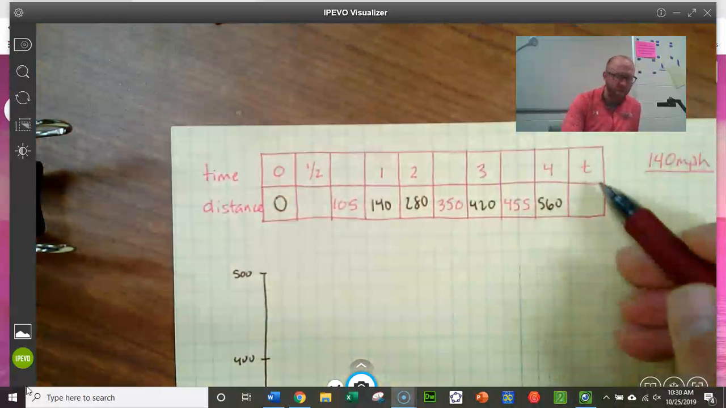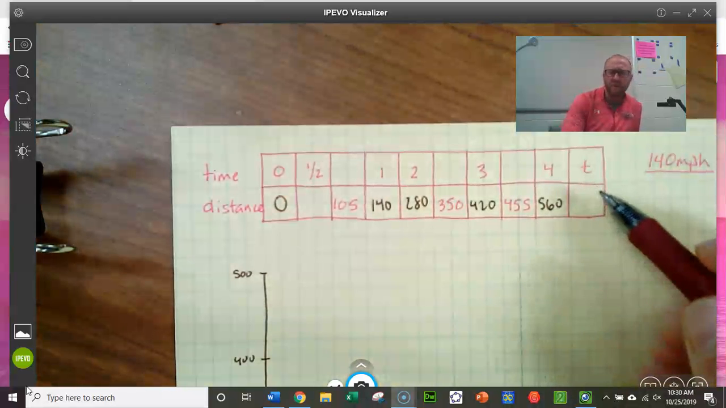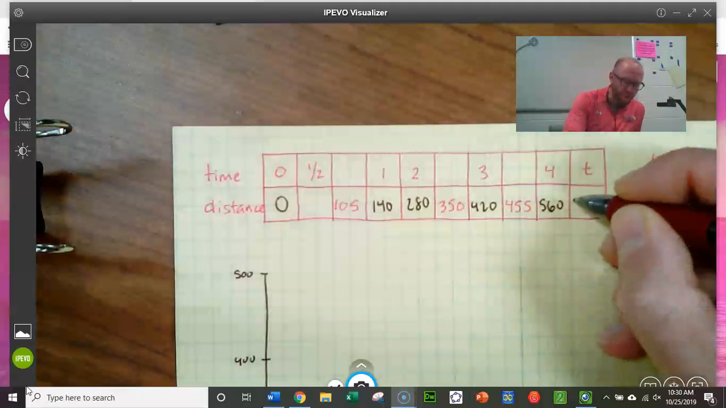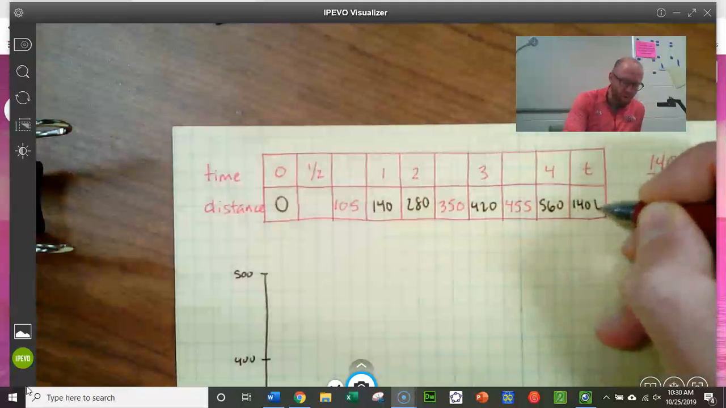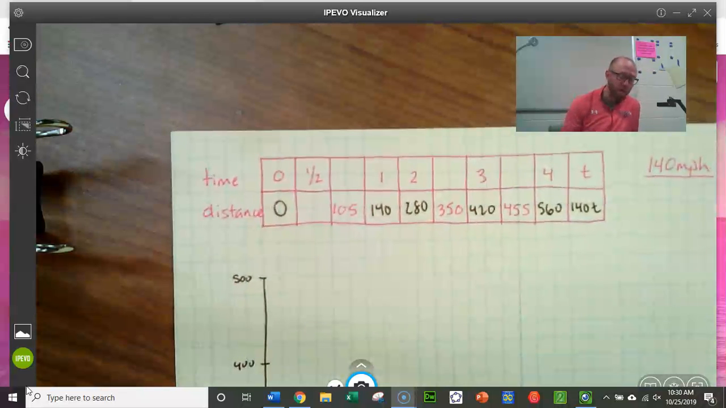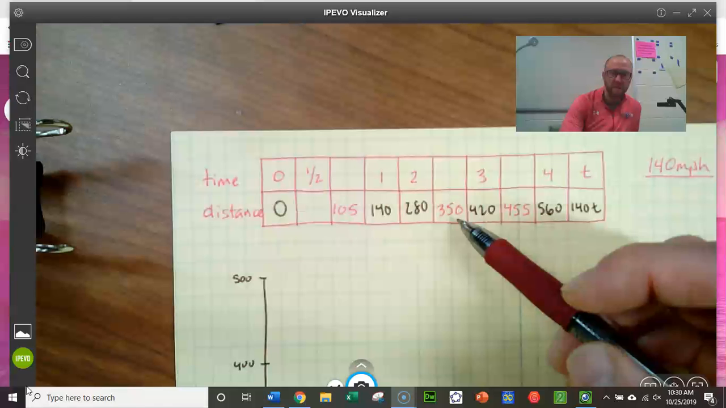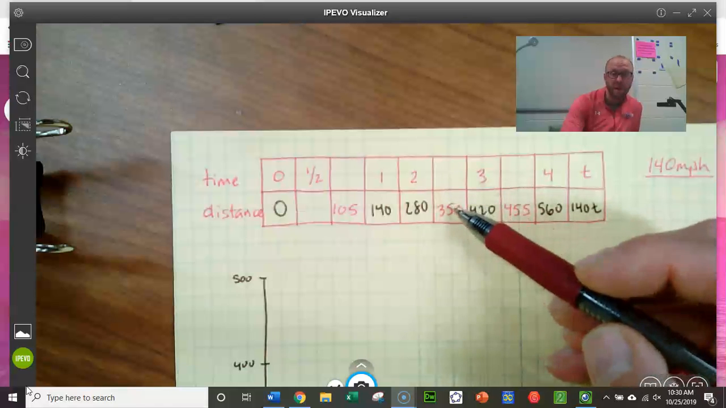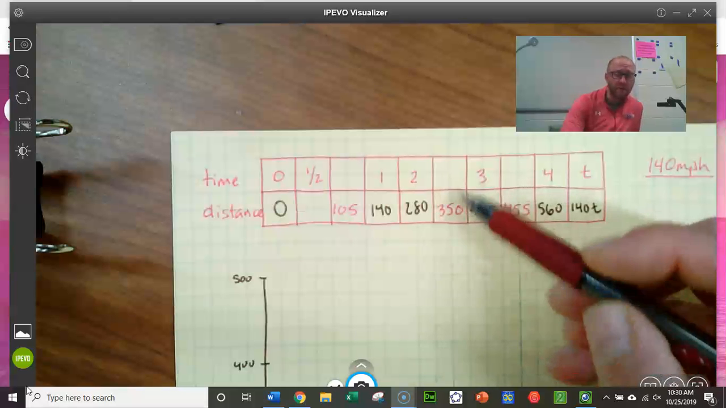So that's easy. And this equation part here, all we've been doing is multiplying the number of hours times the distance. So it's going to be 140t for our expression. Now we got to work backwards. Well, if we know what the number of miles is, we multiplied some number of hours to get that number of miles. So to work backwards, we just have to divide.